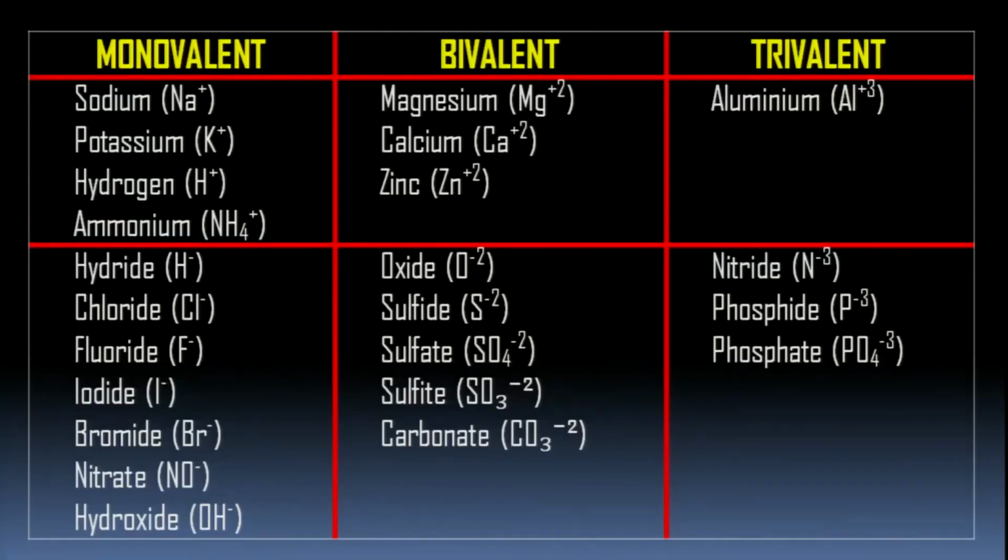You can note it down, children, if you want. The screen is over here. You can note it down. Oxide 2-, sulfide S2-, sulfate, again a group of atoms, SO4 2-, sulfite SO3 2-, carbonate CO3 2-. These are bivalent. What about trivalent? Trivalent are aluminium Al3+. Okay. Nitride N3-, phosphide P3-, and phosphate, it's a group of atoms, PO4 3-.